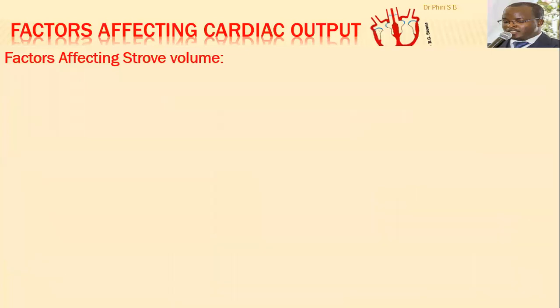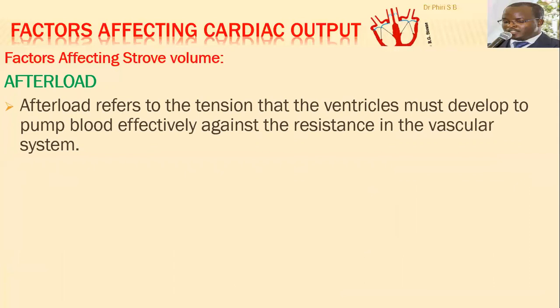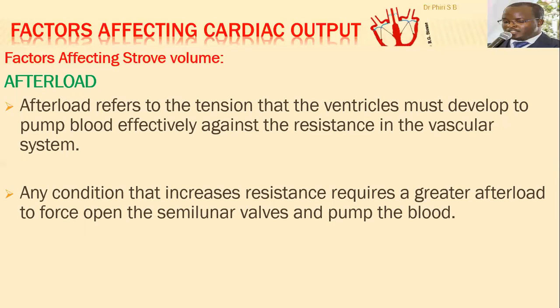Then the last factor is the afterload. The afterload, we said, is the force against which the heart has to contract, the resistance it must overcome to pump blood into the systemic circulation or the pulmonary circulation. Afterload refers to the tension that the ventricles must develop to pump blood effectively against the resistance in the vascular system. Any condition that increases the resistance requires a greater afterload to force open the semilunar valves and pump the blood into the aorta or the pulmonary trunk.